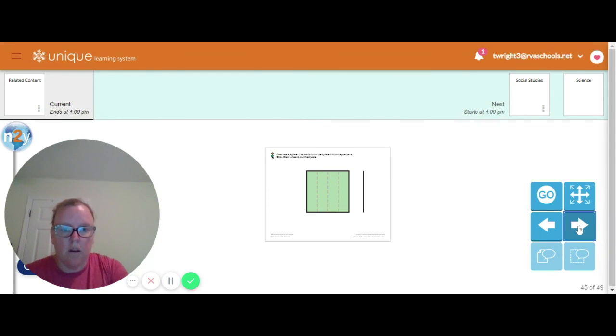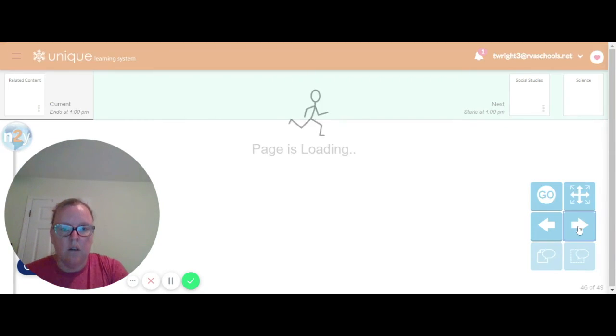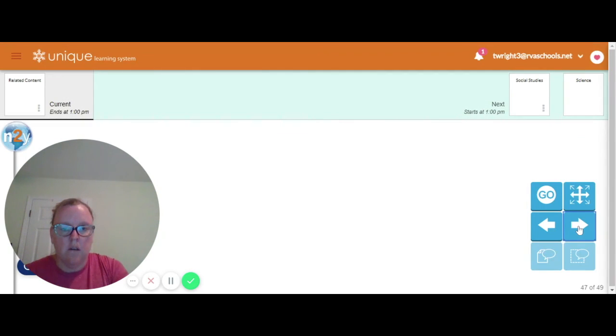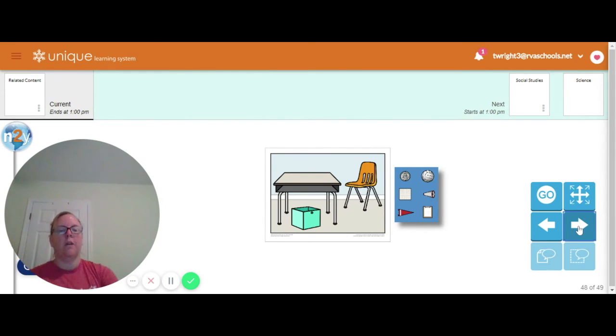Okay, let's get to our next page. All right, here we go. So, there's a chair, a desk, and a box. And these shapes, the circle, the square, the triangle, the rectangle. I'm gonna ask you some questions and you're gonna move them to the different spots in the picture.